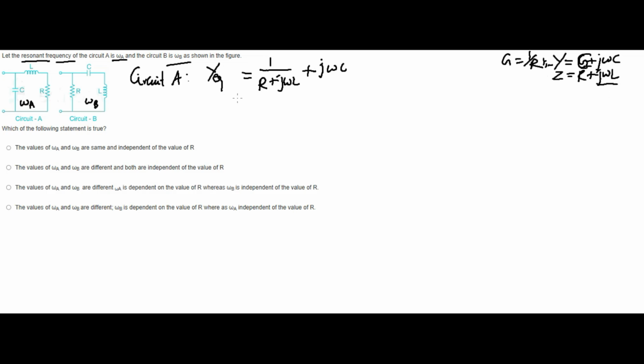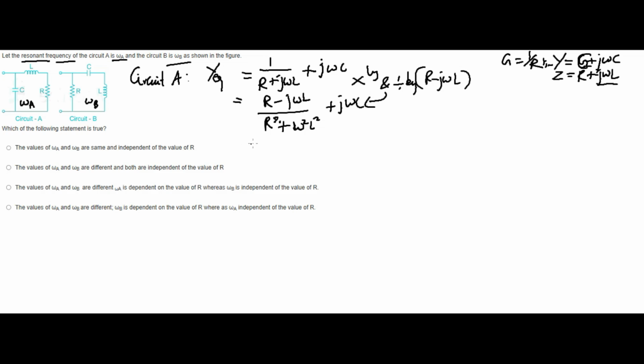If you do the calculation, you will get R minus j omega L divided by R square plus omega square L square, plus j omega C, because I'm taking the complex conjugate. Never forget this one. So multiply and divide by R minus j omega L. That is the one I have made here.